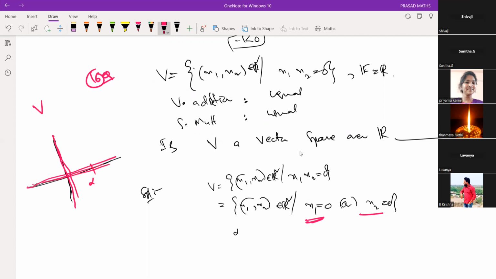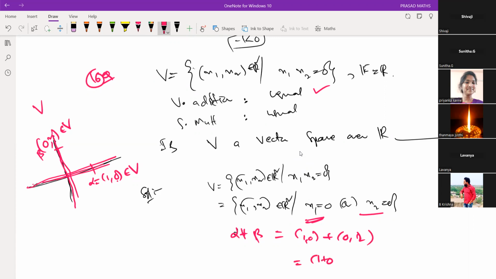Suppose I take alpha equals 1 comma 0. Is it an element of V? Yes, because x2 is 0. If I take beta equals 0 comma 2, is it an element of V? Yes. Question is, is that addition an element of V? What is my addition? Usual addition. No, sir.